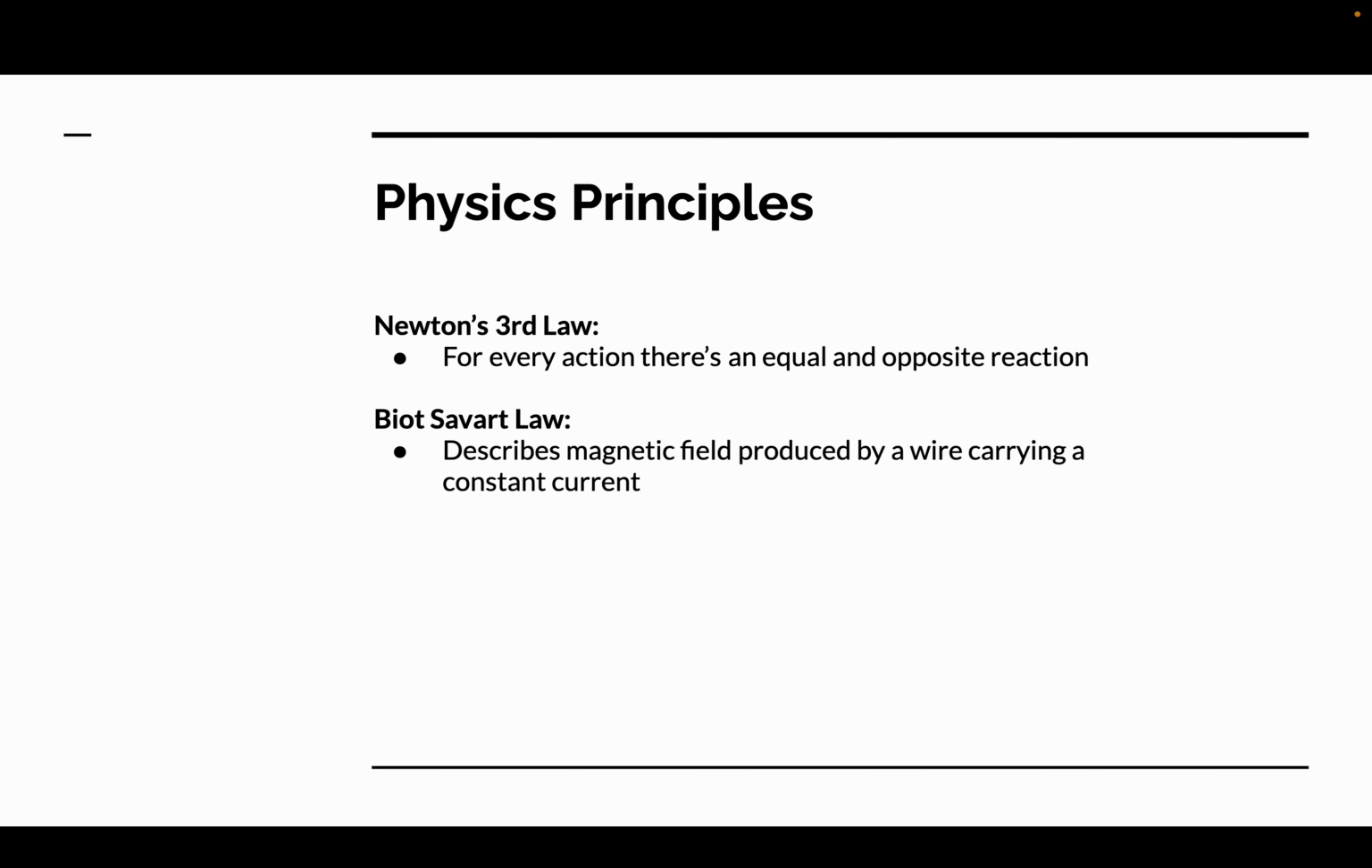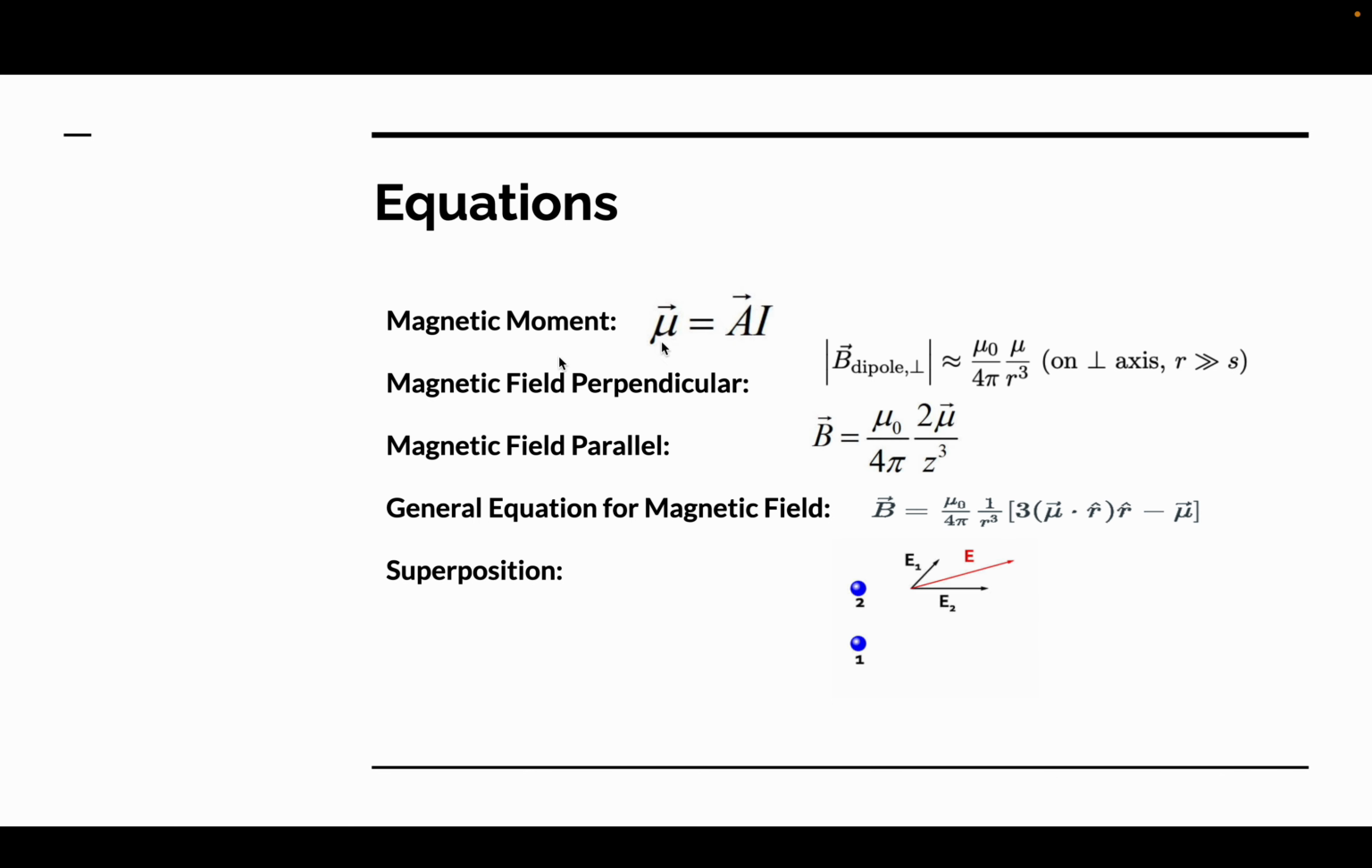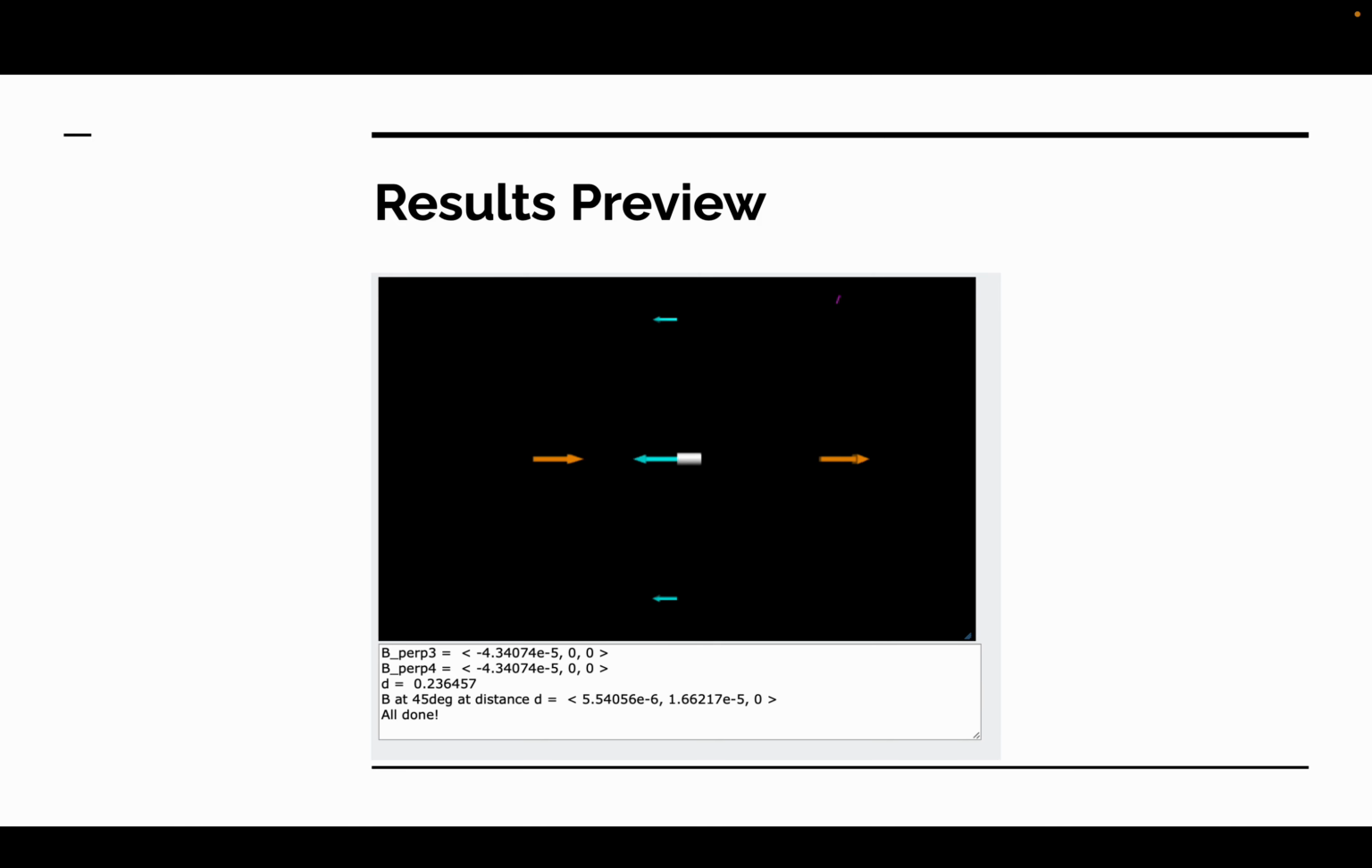The physics principles used in this lab were Newton's third law, which states for every action there is an equal and opposite reaction, and the law of Biot-Savart, which describes the magnetic field produced by a wire carrying a constant current. The equations used in this lab were the equation for magnetic moment, which states mu equals AI, the equations for the magnetic field perpendicular, the magnetic field parallel, and the general equation for the magnetic field, as well as the property of superposition. Here's a preview of my results.